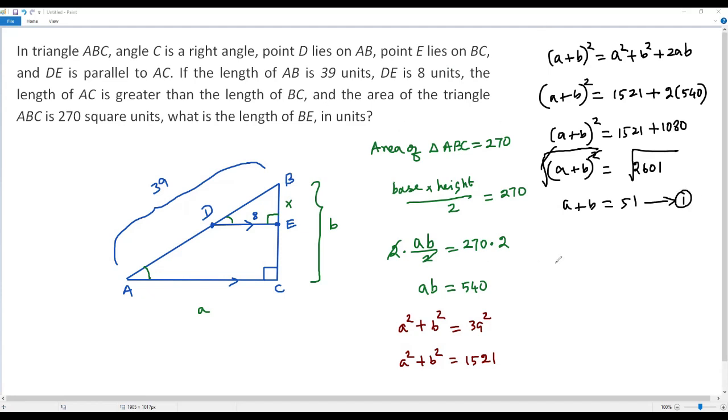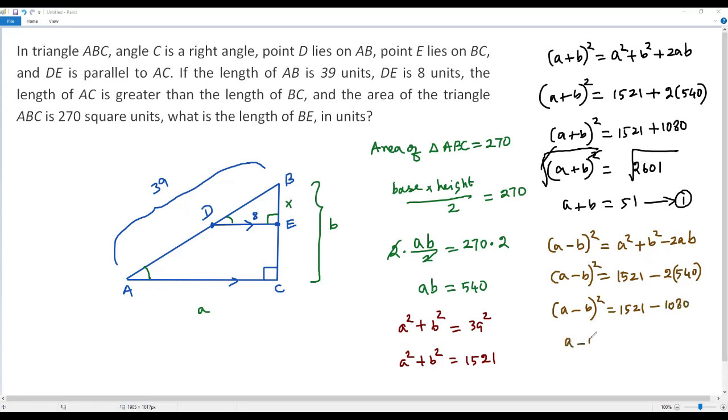Now, let me consider another identity, that is a minus b the whole square equals a square plus b square minus 2ab. Okay, here a minus b the whole square equals, for this one we know the value, that is 1521. Minus 2 times the value of a times b, which is 540. Okay, a minus b the whole square equals 1521 minus 2 times 540, which is 1080. And a minus b the whole square equals, when I simplify this one, I am getting 441.